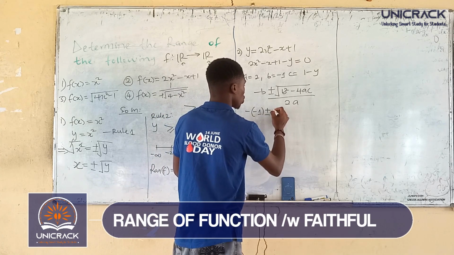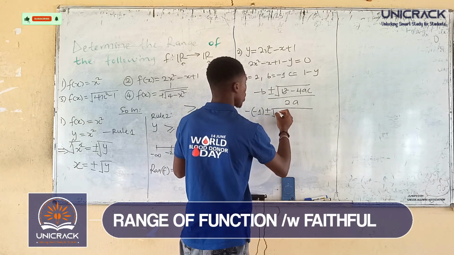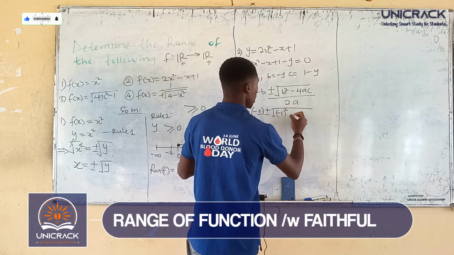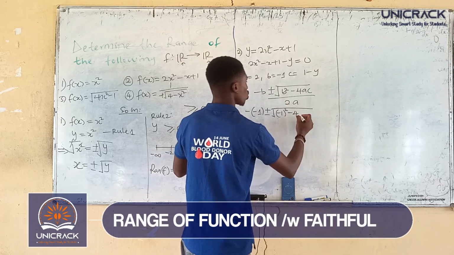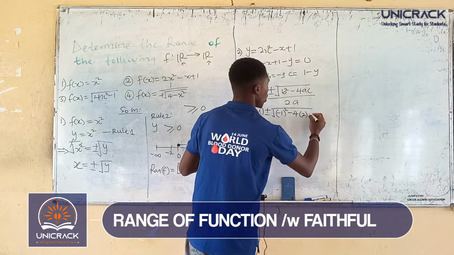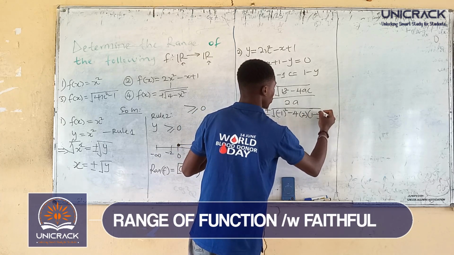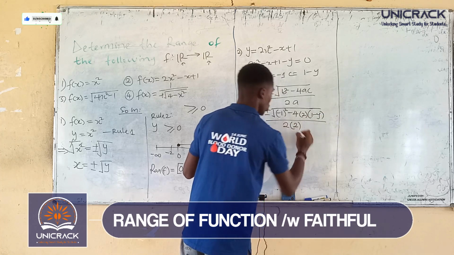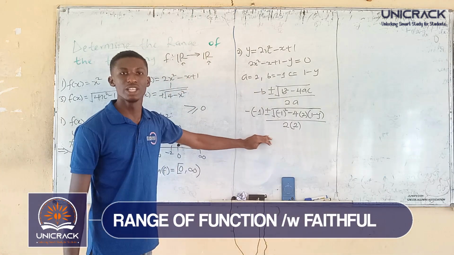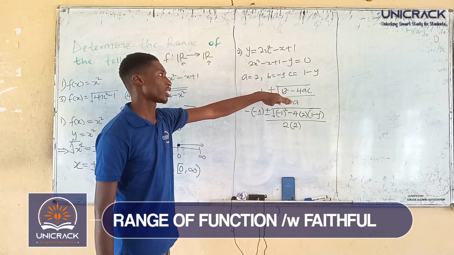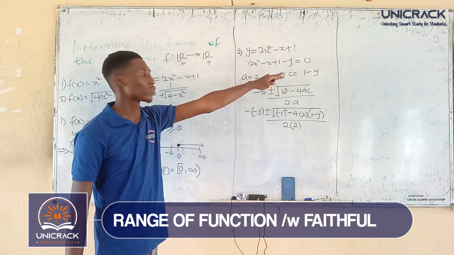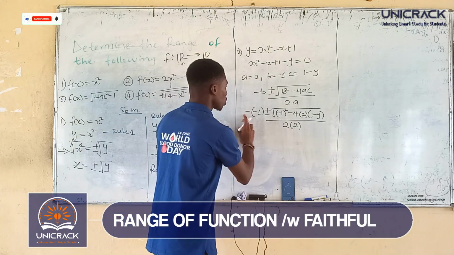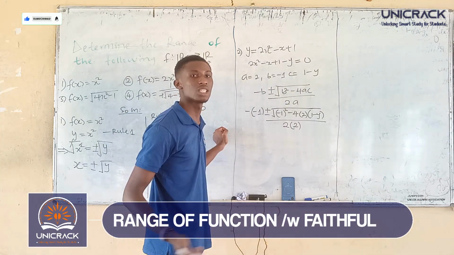Plus or minus the square root of b squared, which is minus 1 squared, minus 4a, which is what? 2. And c is what? 1 minus y. All over 2a, which is 2 bracket 2. So we have replaced each and every one of the letters with their representatives. Now since we have this, minus times minus 1, negative times negative is what? Positive.